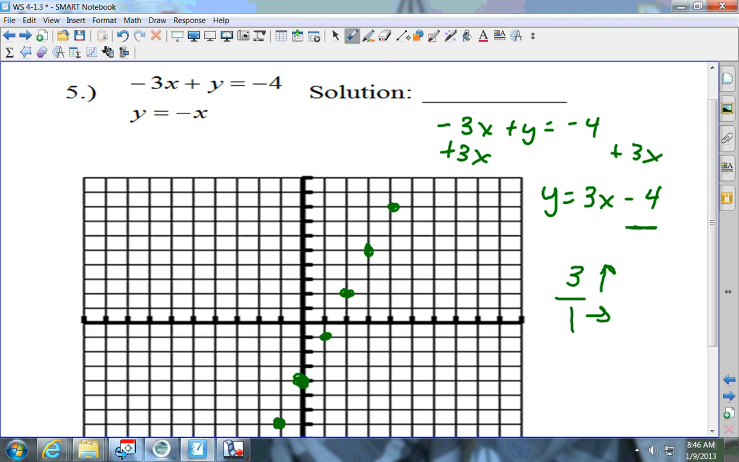Now I'm going to draw my line. I'm just going to use the dashed one because it's a green one. It's not supposed to be dashed. It's not like inequalities.